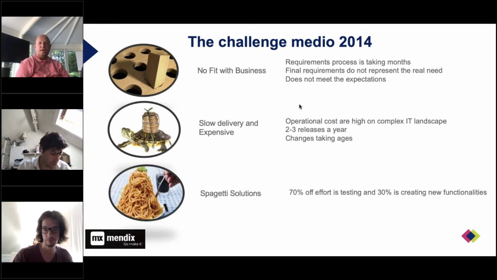We were able to deliver 2 or 3 or maybe 4 releases a year, which means that the business was really unhappy. And the solutions that we had so far were monolithical solutions, which were internally more spaghetti-like, so that 70% of our effort was being testing, and that we had only 30% in creating new functionalities.